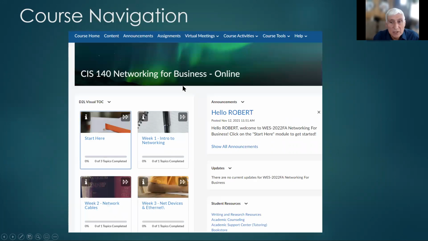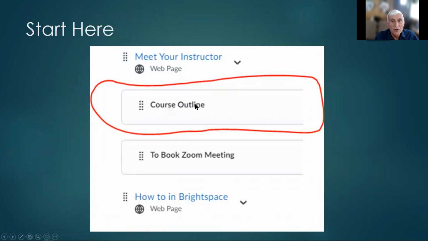The course navigation is pretty straightforward. Each week you'll click on something. In the beginning, you'll click on Start Here. And what I've got in Start Here is a few major things. Meet your instructor, a few little words about myself. This is the key thing, the course outline. The course outline has all the information on how to get LabSim, how to get Word if you don't have it, etc. Also, this is information on how to book a Zoom meeting.